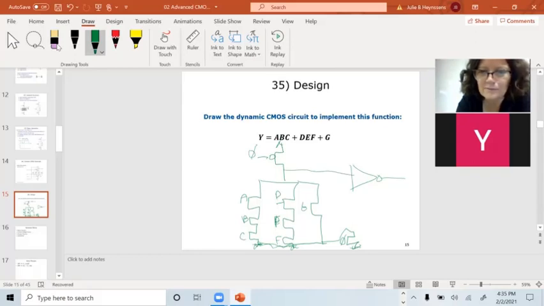And I'm going to buffer my output to give me a stronger signal, so I'm just not relying on the capacitance of that node to hold it up. And my buffer's an inverter. So that conveniently did that. Okay.